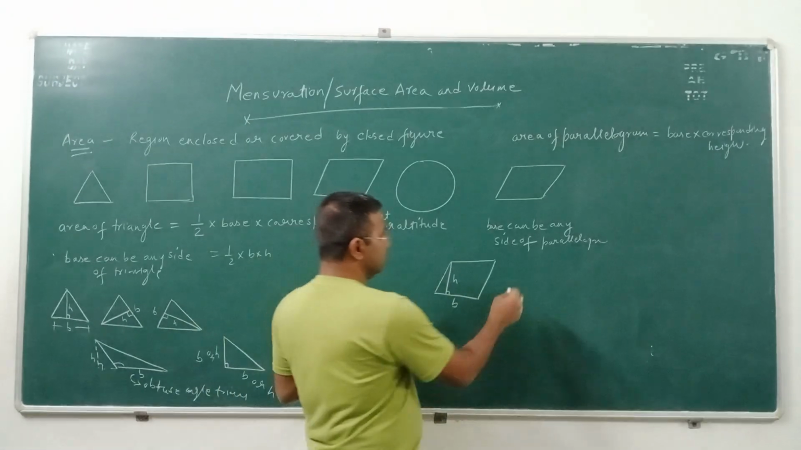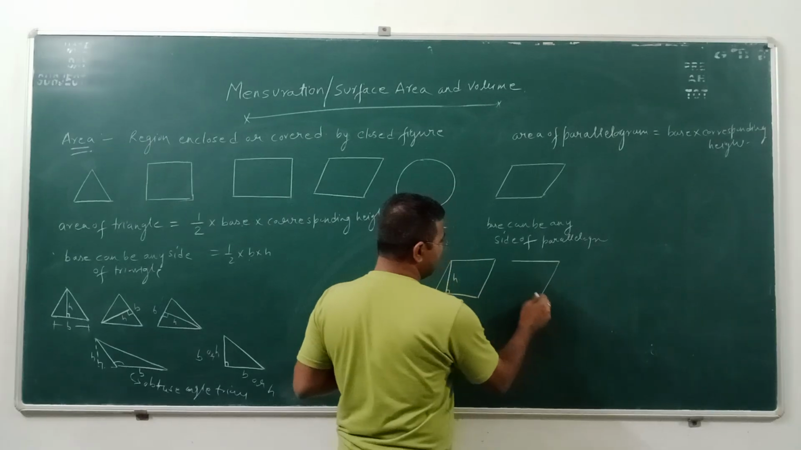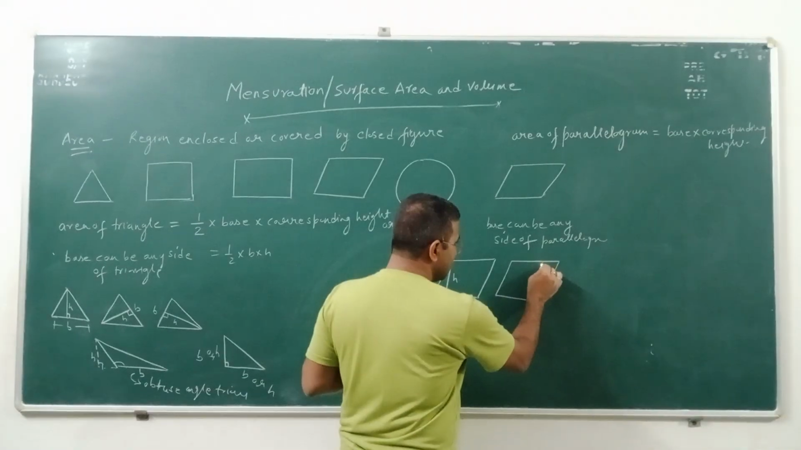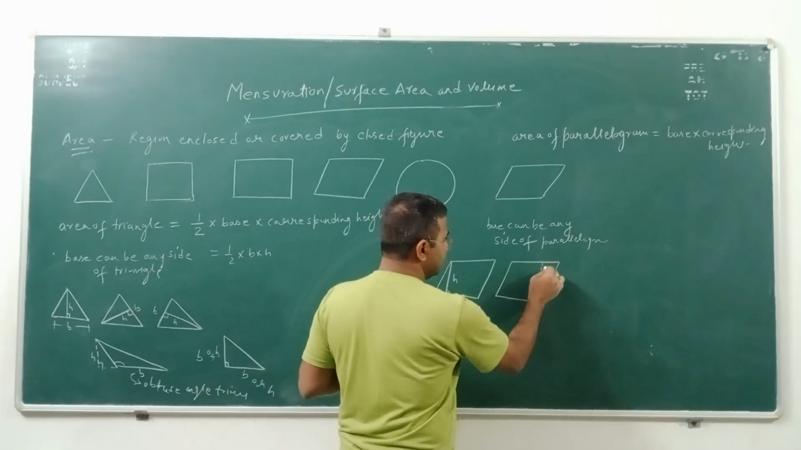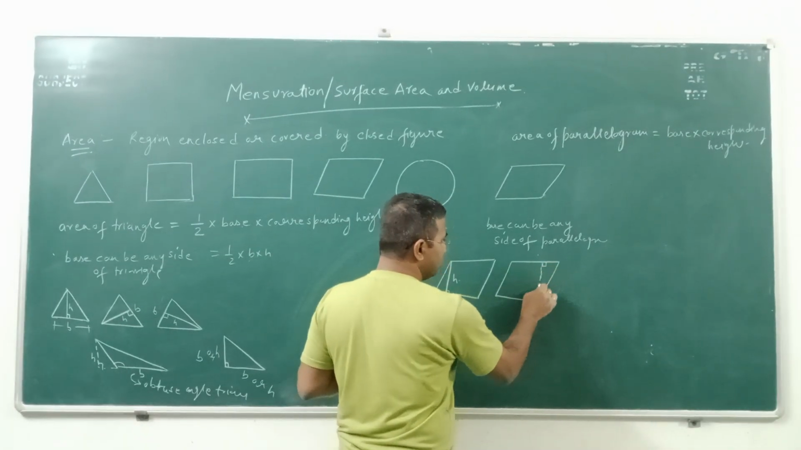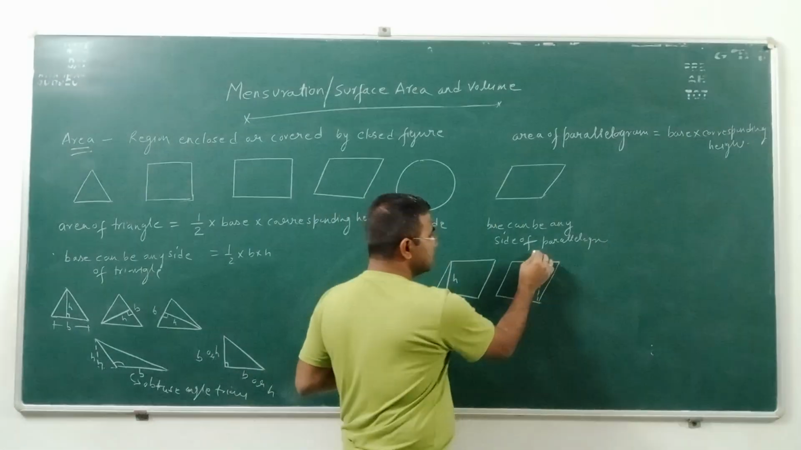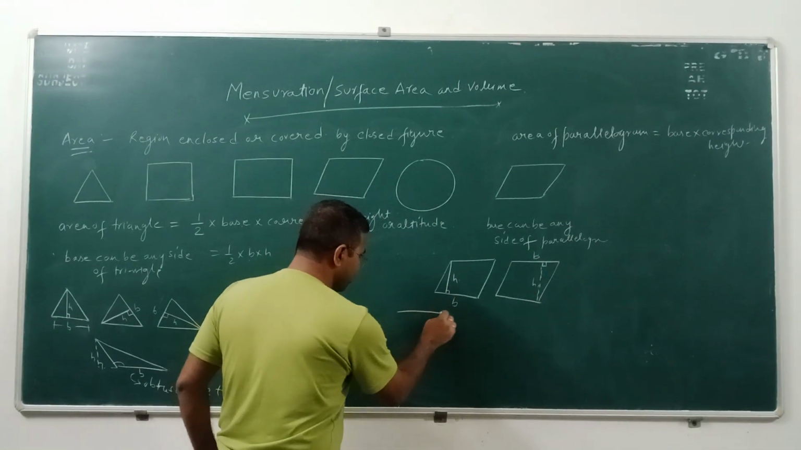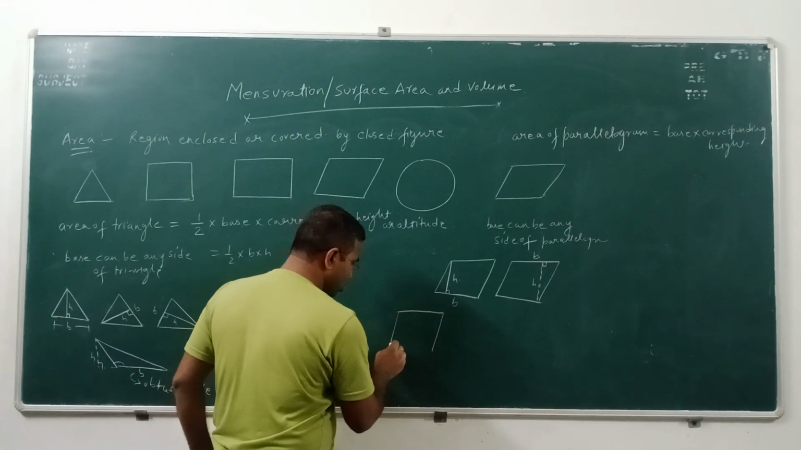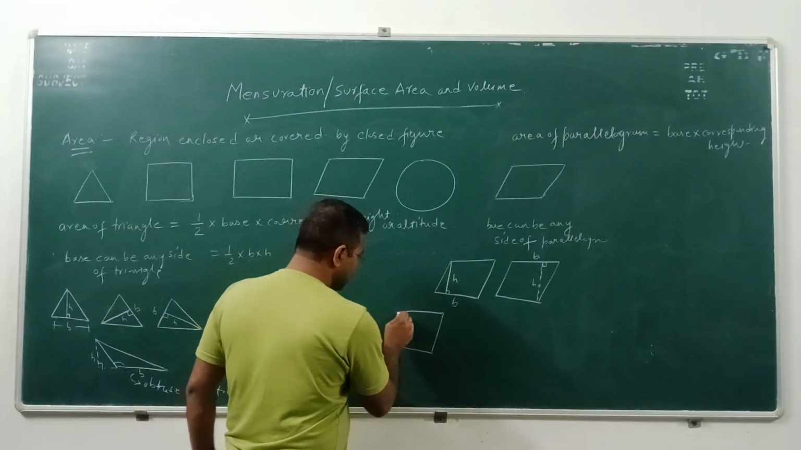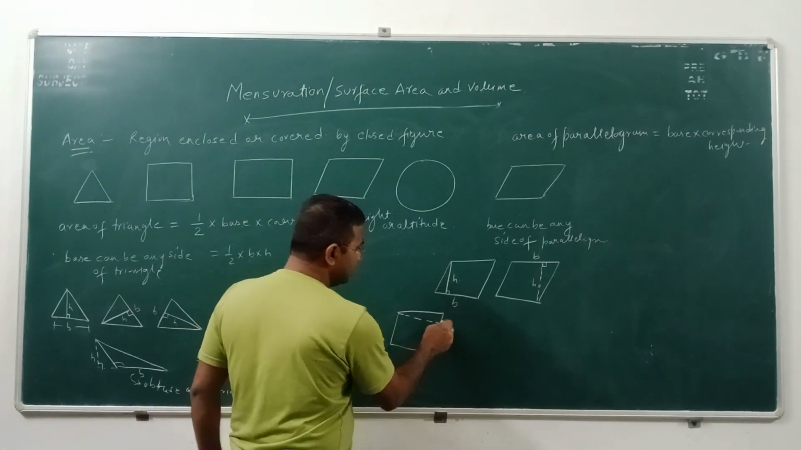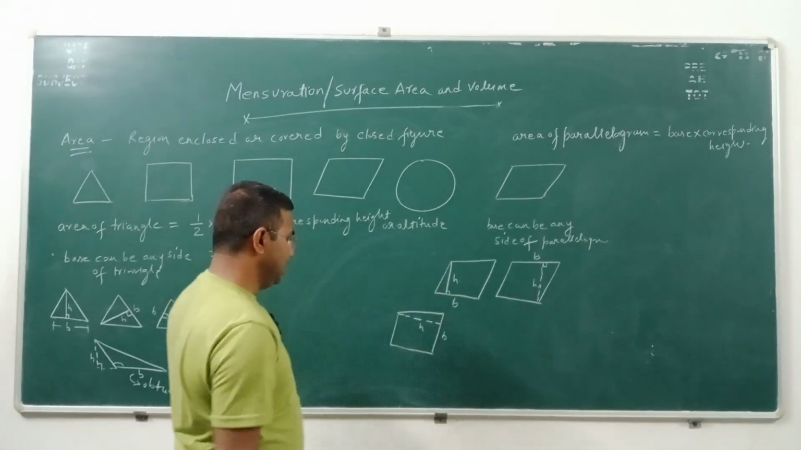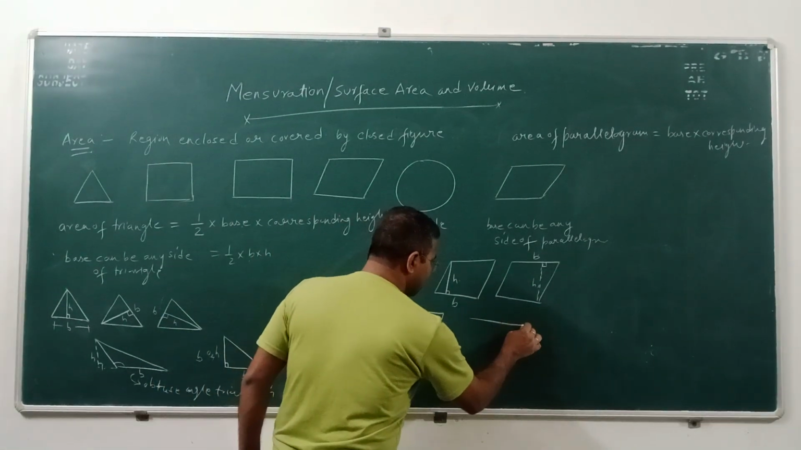Suppose I have drawn a parallelogram again. This time the height is drawn on this side, then this side will be called the base and this will be the height. Now again, suppose I have drawn a rhombus, and this time the height is drawn on this side, then this will be called the base and this will be the height. Again draw a parallelogram.